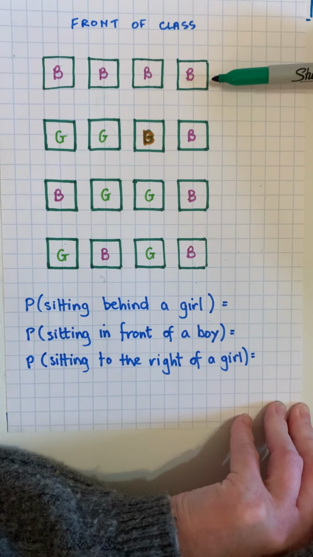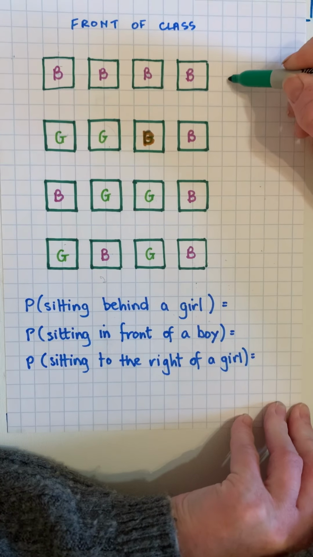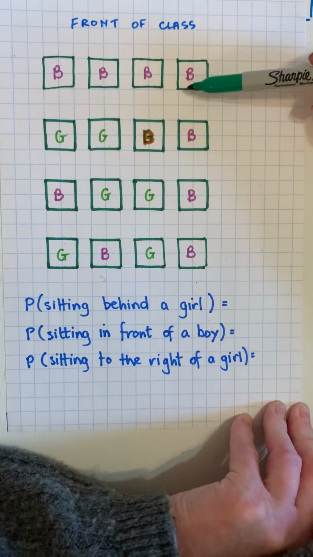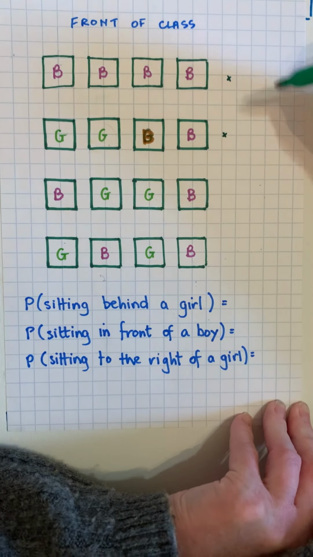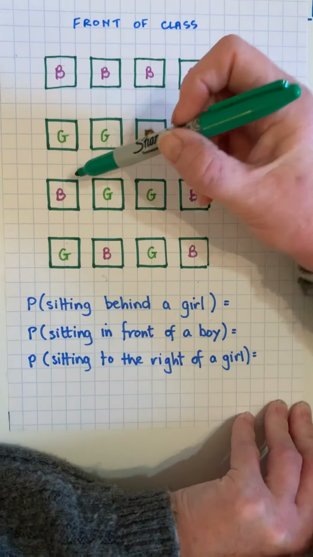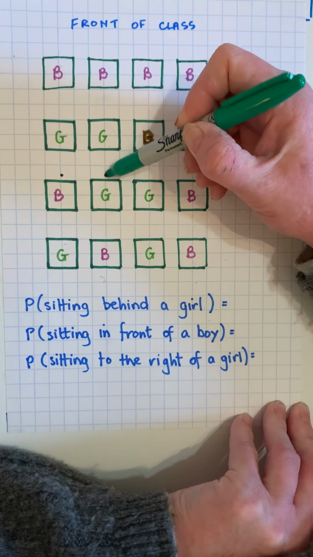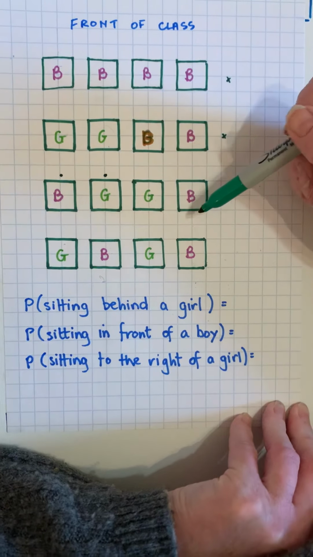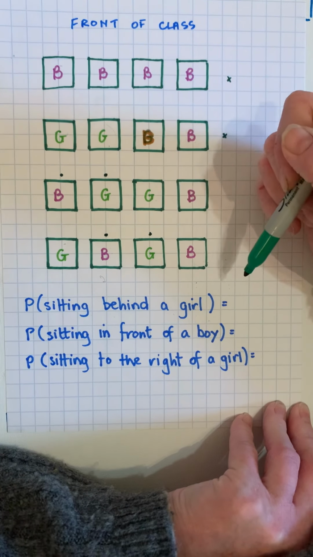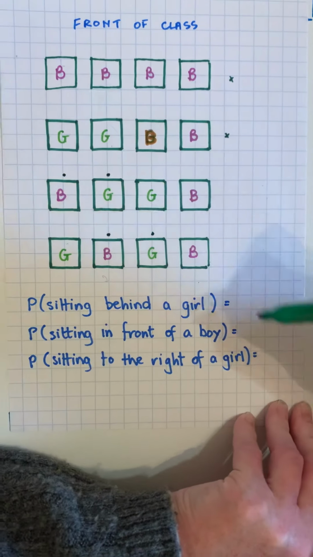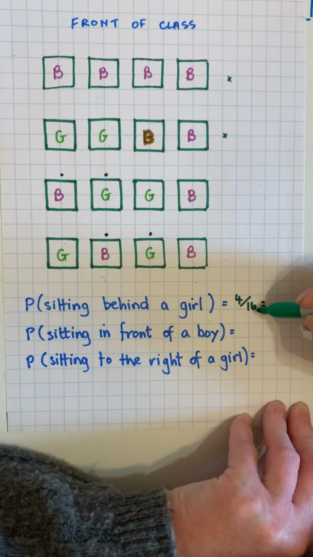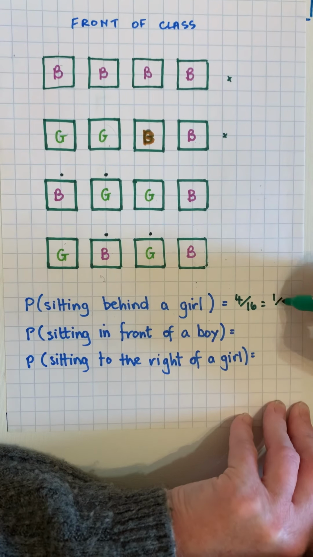Right. Well, the front row isn't sitting behind anybody, so none of them count. In this row, nobody is sitting behind a girl because these are all boys, so none of them count. In this row, sitting behind a girl, well, this boy is sitting behind this girl, and this girl is sitting behind this girl. So that's 2. And in this row, we've got this boy sits behind a girl and this girl sits behind a girl. So in total, I've got 1, 2, 3, 4 students out of 16 who are sitting behind girls. 4 and 16 have a common factor of 4, so I divide by 4 and I get a quarter.